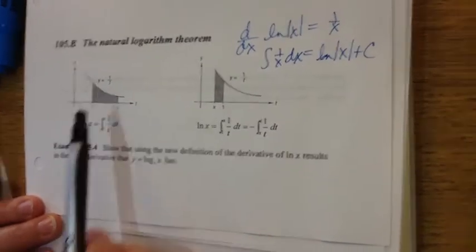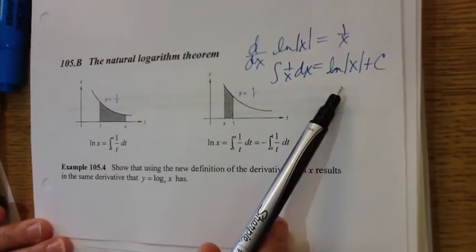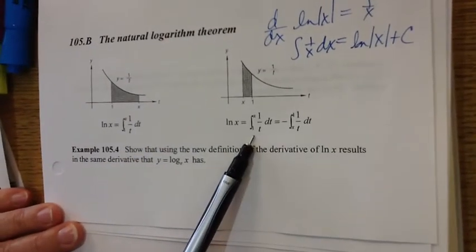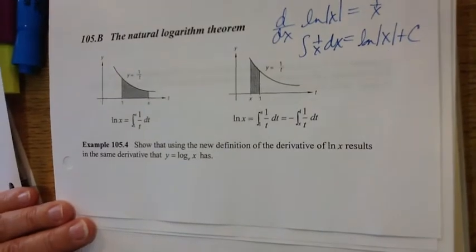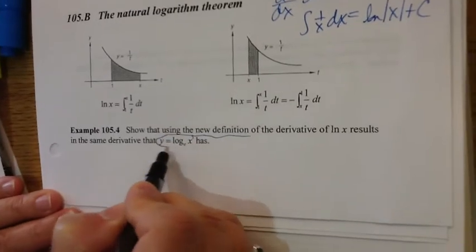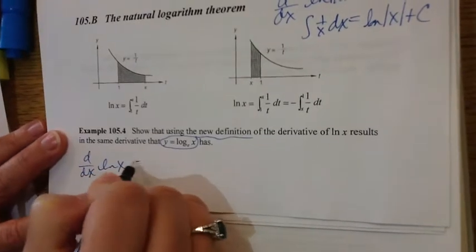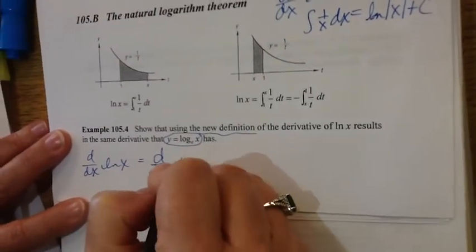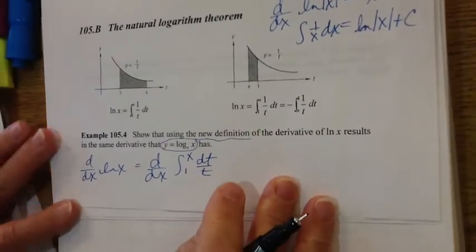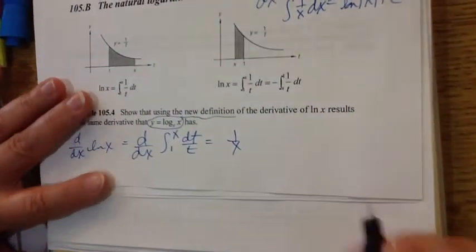So I'll just ask the question again. What's the derivative of natural log of x? 1 over x. What's the integral of 1 over x? ln x plus c. We're going to get the same answer for this one. So let's take the derivative with respect to x of ln x. That's the derivative with respect to x of the integral from 1 to x of dt over t. And that's 1 over x. That's our new definition.